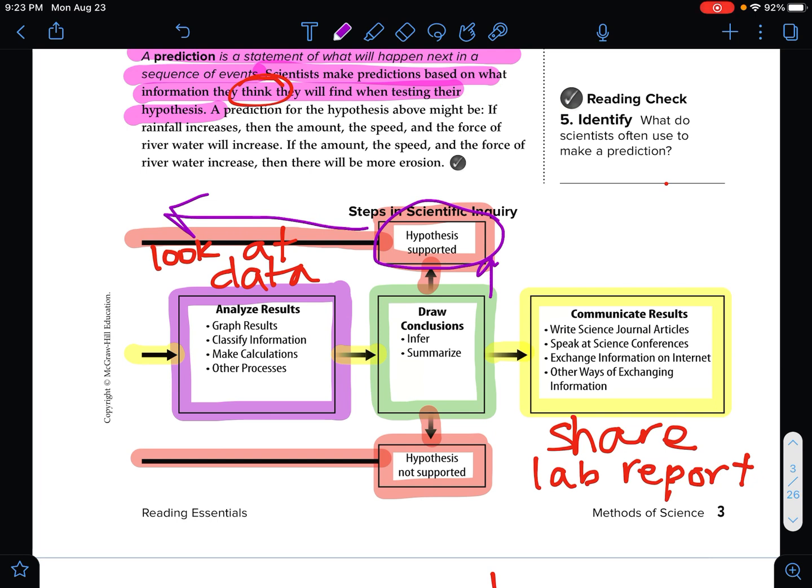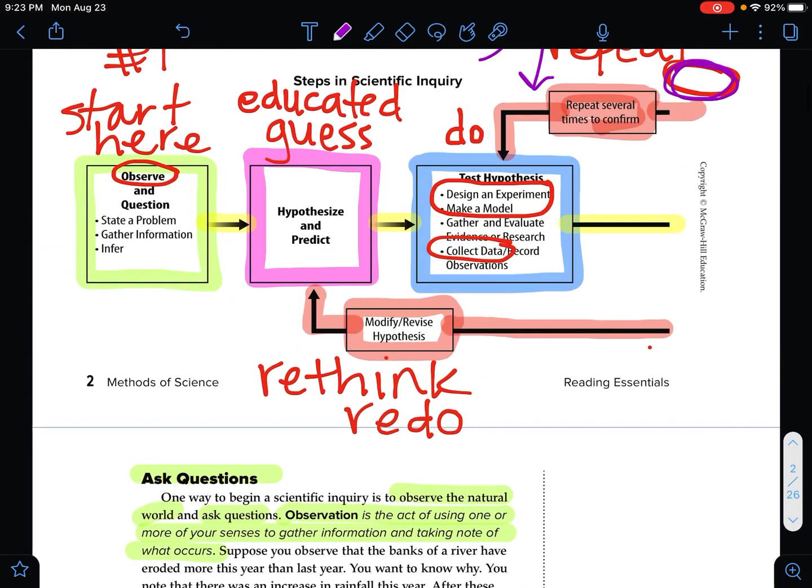What happens if your hypothesis is not supported? What if what I thought was going to happen didn't happen? All right, well, that's going to send me back to my flow chart here. So I'm going to have to come back. I can't go and redo like when my hypothesis was supported. I need to come back over here and perhaps I need to rethink my hypothesis.